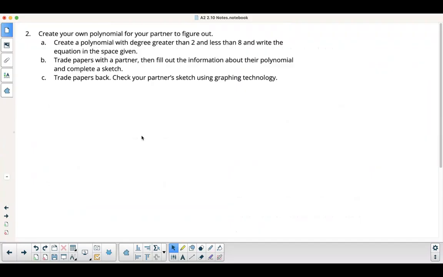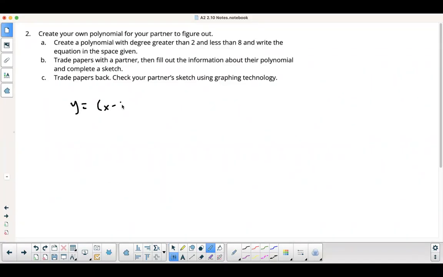All right, create your own polynomial for your partner to figure out. Create a polynomial with degree greater than 2 and less than 8 and write the equation in the space given. Trade papers with partner, then fill out the information about the polynomial. All right, we're just going to do one here. It's important that you do this in factored form.